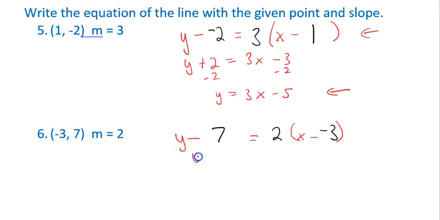Then on the left, I don't have anything to simplify, so I just have y minus 7. On the right, I have 2 negatives, so I want to think of that as positive. And I want to distribute, so I get 2x plus 6. And then finally, I can add my 7. And y equals 2x plus 13.